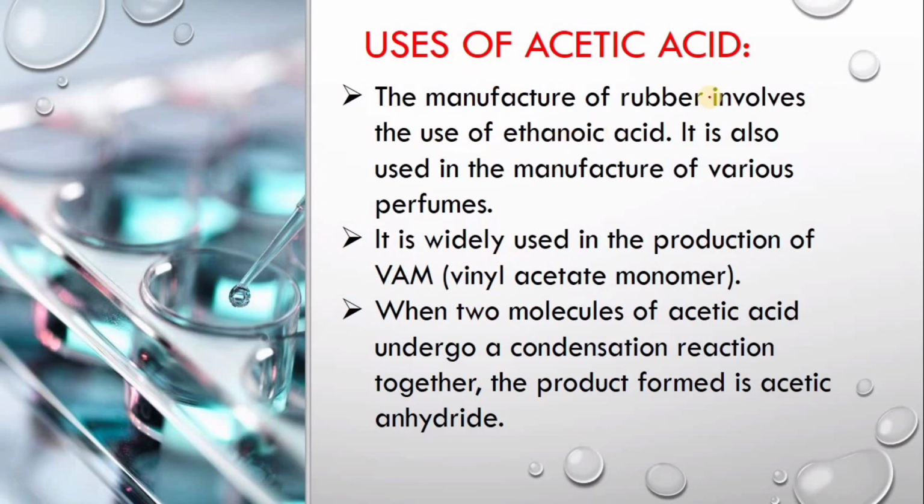The manufacture of rubber involves the use of ethanoic acid. It is also used in the manufacture of various perfumes. It is widely used in the production of VAM, vinyl acetate monomer. When two molecules of acetic acid undergo a condensation reaction together, the product formed is acetic anhydride.